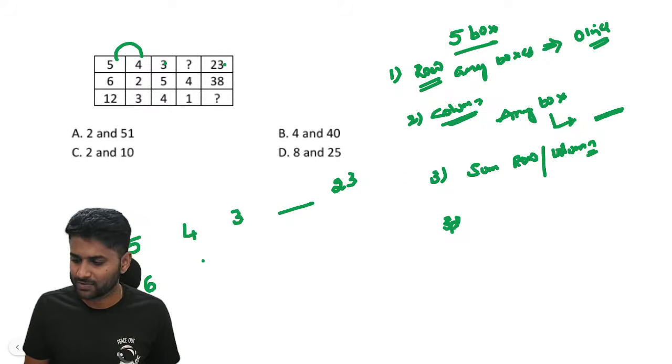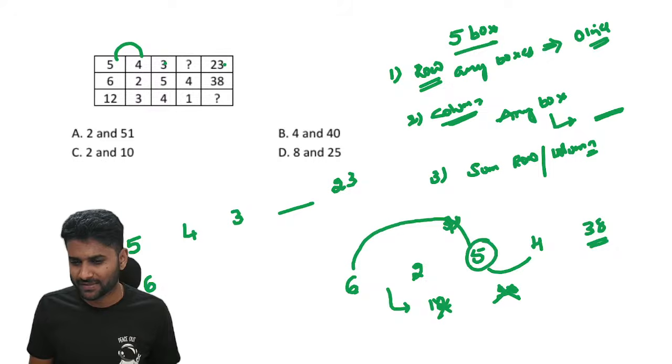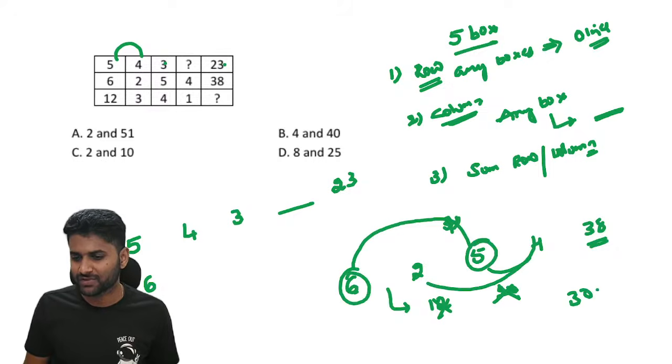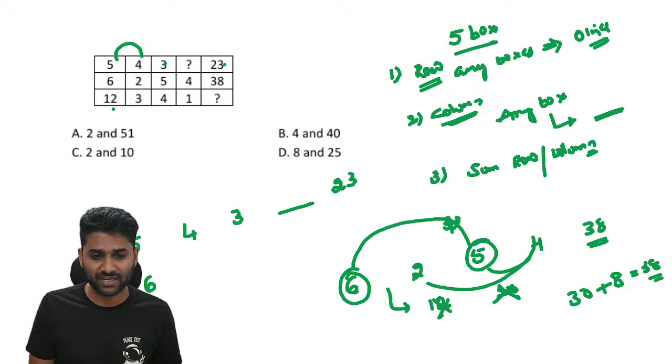Let's take the second row. 6, 2, 5, 4, 38. For example, 6 into 2, if you assume that these are the two numbers, 6 into 2 is 12, 5 into 4 is 20. If you sum that, it will not be 38. Now I'm thinking in this way: 6 into 5 is how much? 30. And if you multiply these two numbers, 2 into 4 is 8, then the resultant is 38. But you should verify with other cases whether it satisfies the condition or not.